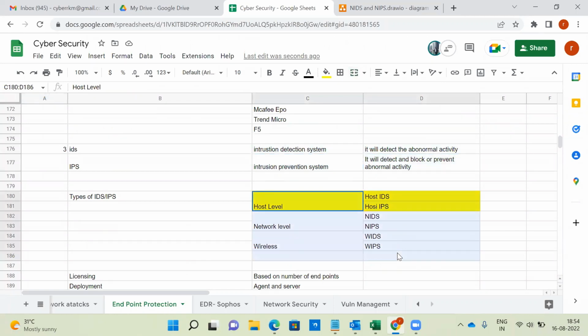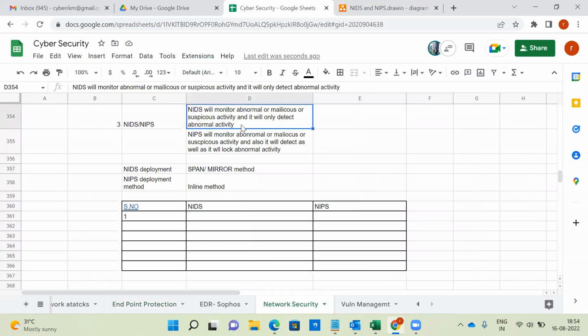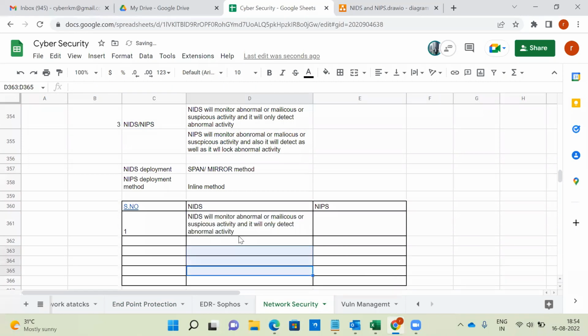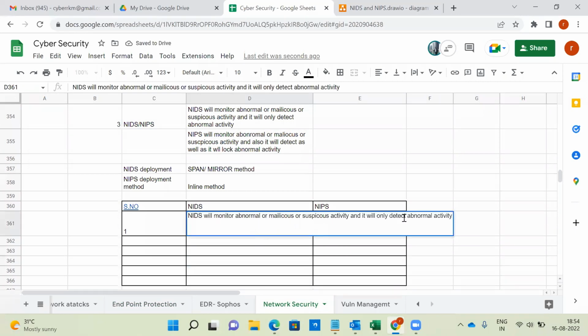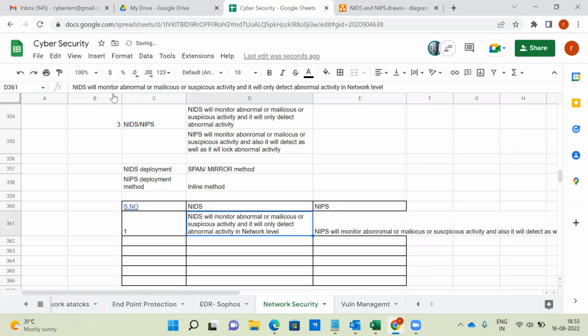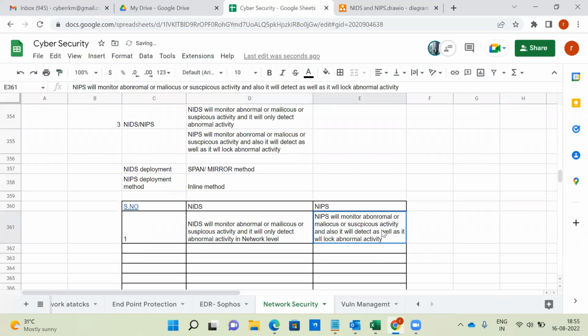And also, what are the different types we have? Okay, so now go back to network security. First one is a definition. So, network IDS. I'll copy paste here. It will only detect abnormal activity at the network level. In network level, I'll put. So here, same as it is. In the network level.